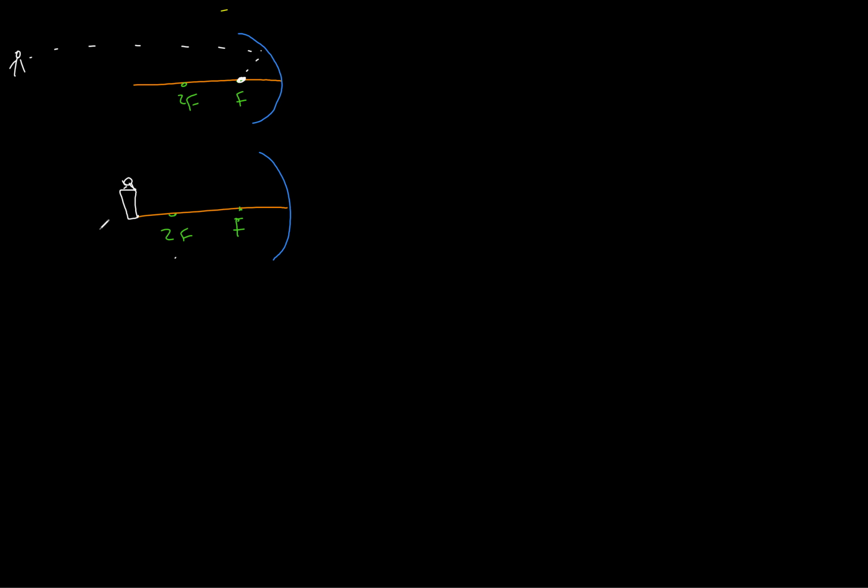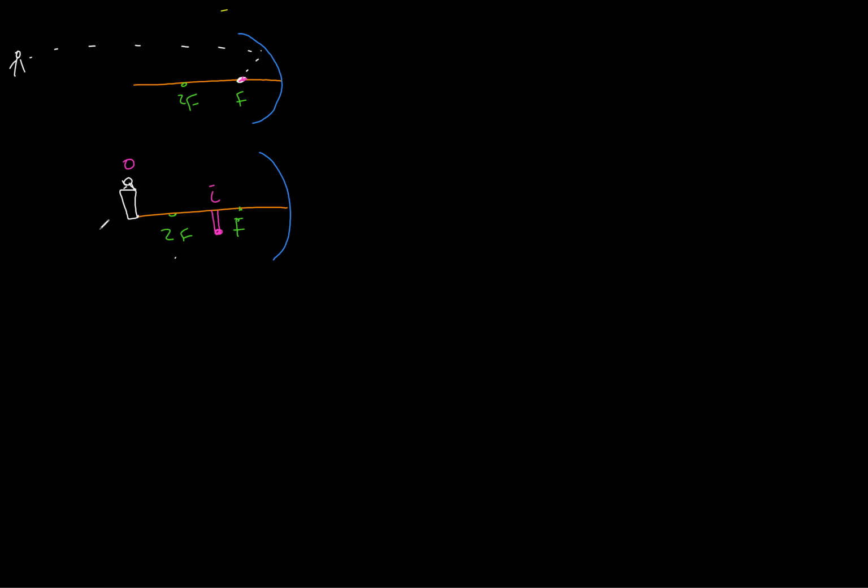Okay, the image, we're going to draw it pink. The image will be exactly between the F and the 2F. So this is the object and this is the image. So you need to memorize this point. When the object is beyond the 2F, but it's not at infinity, it's just beyond the 2F, in this case, the image will be between F and the 2F. And the image will be inverted.